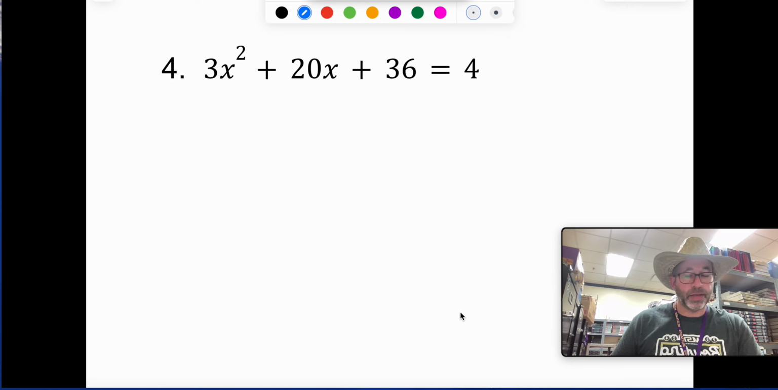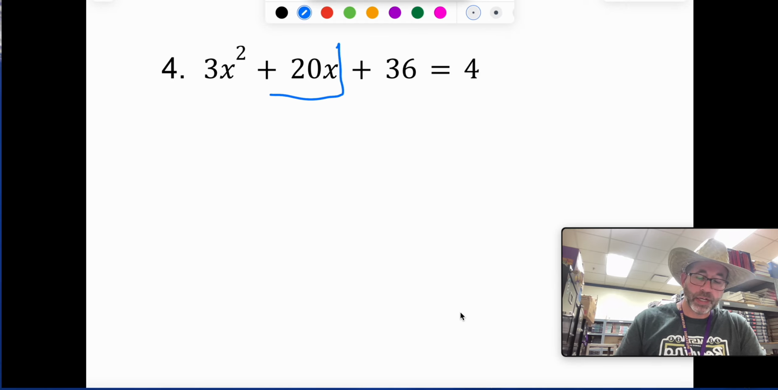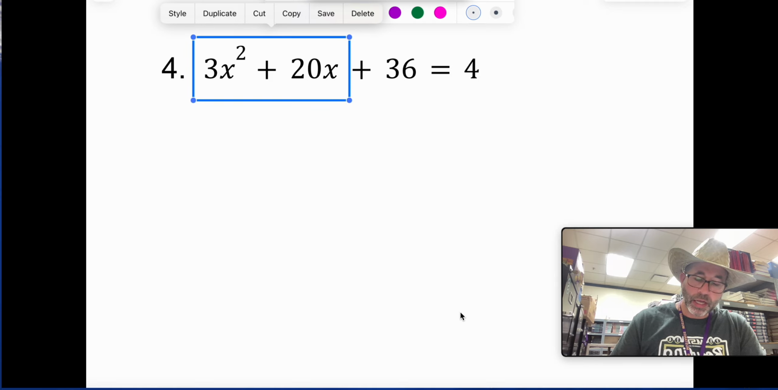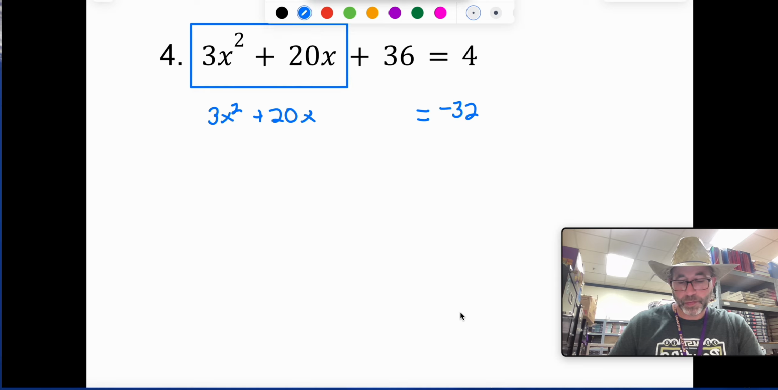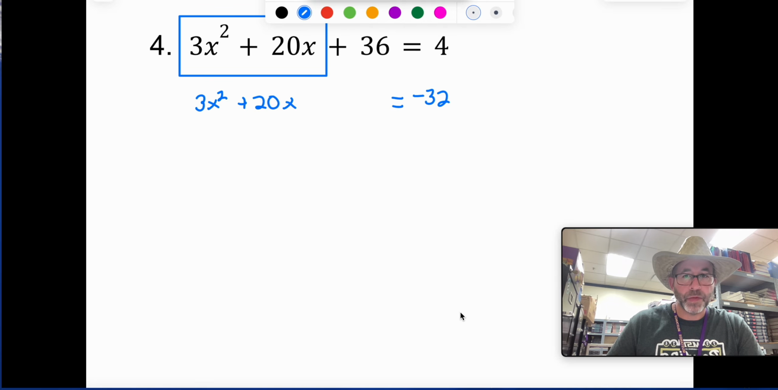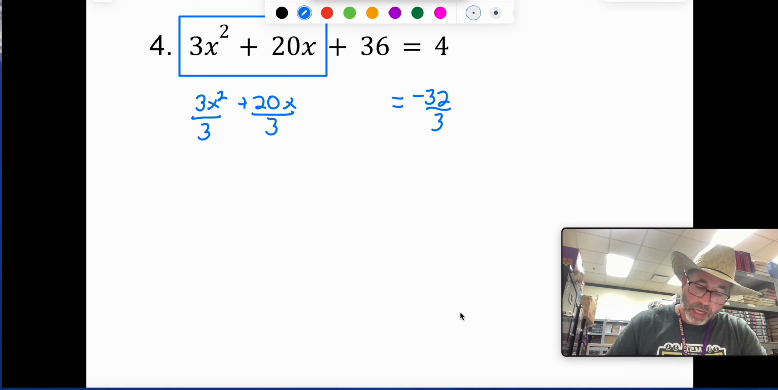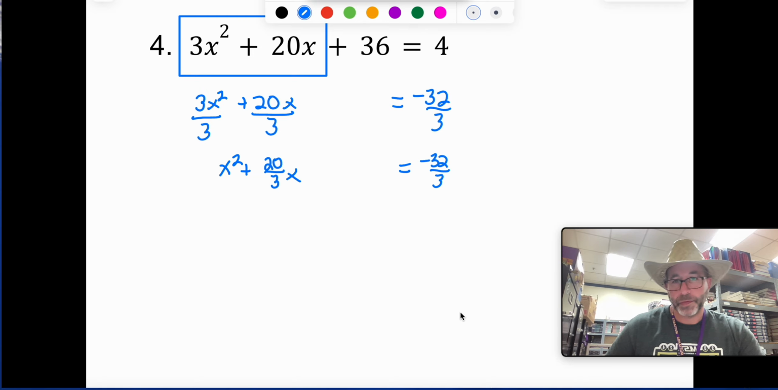But it's going to be a harder problem. So let's work through this. First, let's go ahead and isolate this. And that means we're going to have 3x squared plus 20x is going to equal negative 32. That's my subtracting 36. I need that 3 to go away. So divide everything in the problem by 3 to make this balanced. We're going to have x squared plus 20 over 3x equals negative 32 over 3.